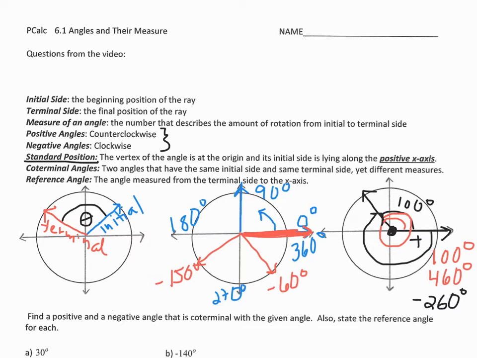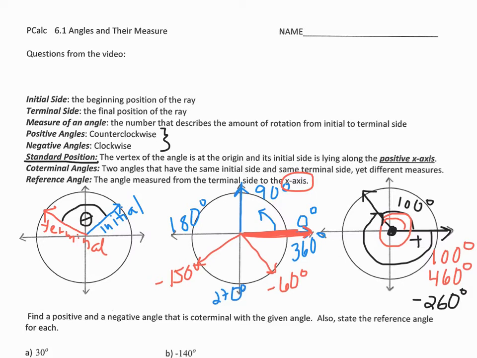Okay, so coterminal: same initial side, same terminal side, but different measures. All right, now the last word on this list is reference angle. A reference angle is the angle measured from the terminal side to the x-axis, always to the x-axis. That's really important. So let's look at our 100-degree example here.